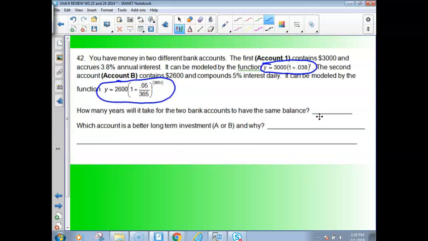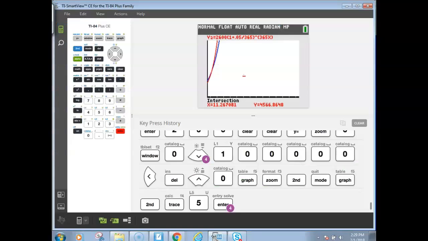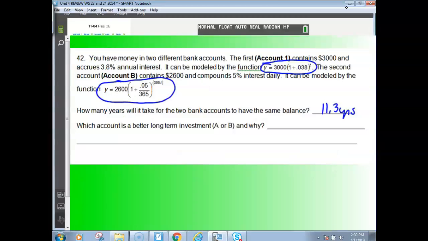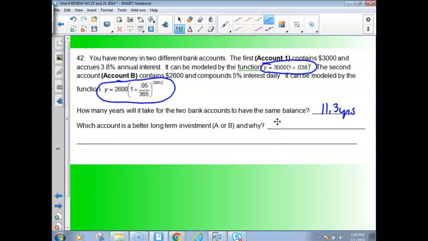So how many years will it take for the 2 bank accounts to have the same balance? That'd be 11.3 years approximately. And which account is the better long-term investment? If you look back at your graph, the red one is, which is B, after 11.3 years. So what's your decision going to be based on? It depends on how long you want to invest, right? So you would make a description here. If I want to invest less than 11 years, then I'd choose A. If I want to invest for more than 11 years, then I would choose B. Okay, give me some kind of reason.